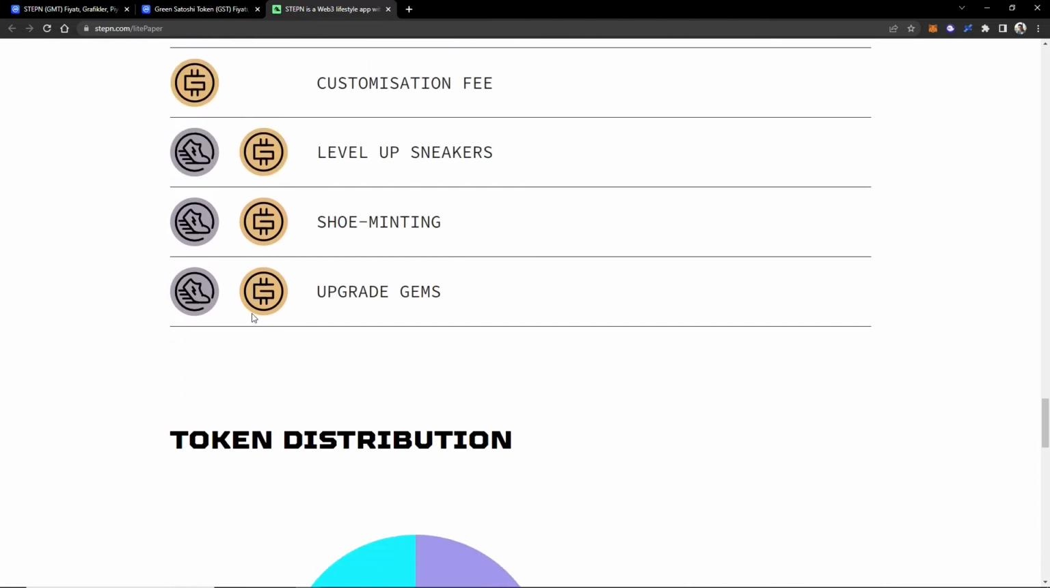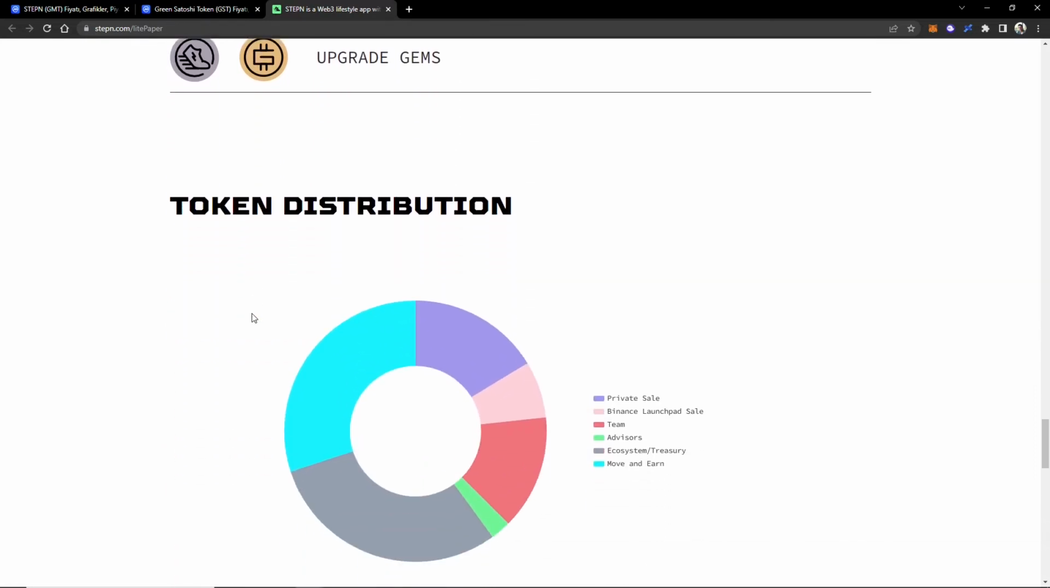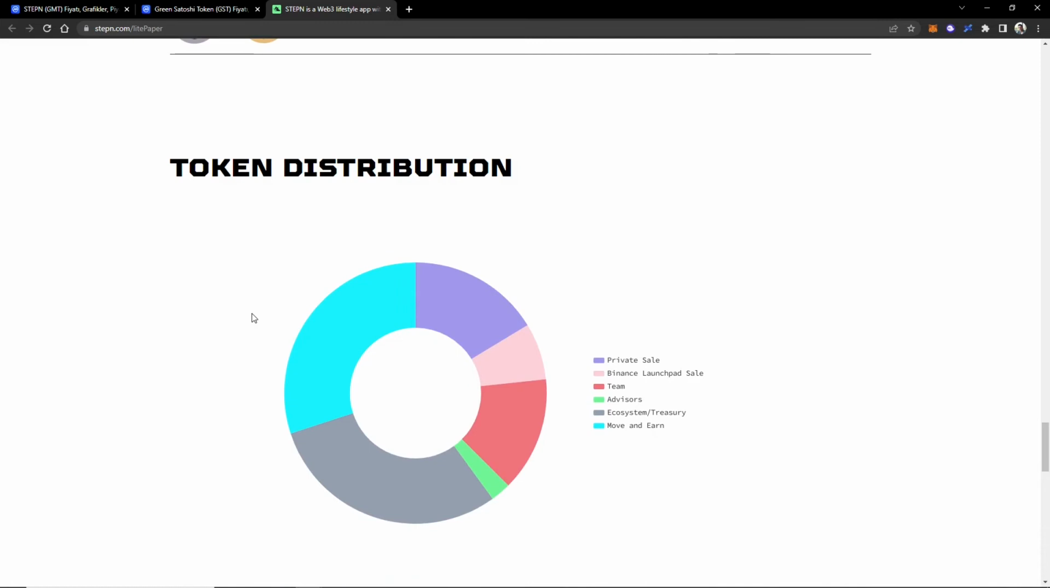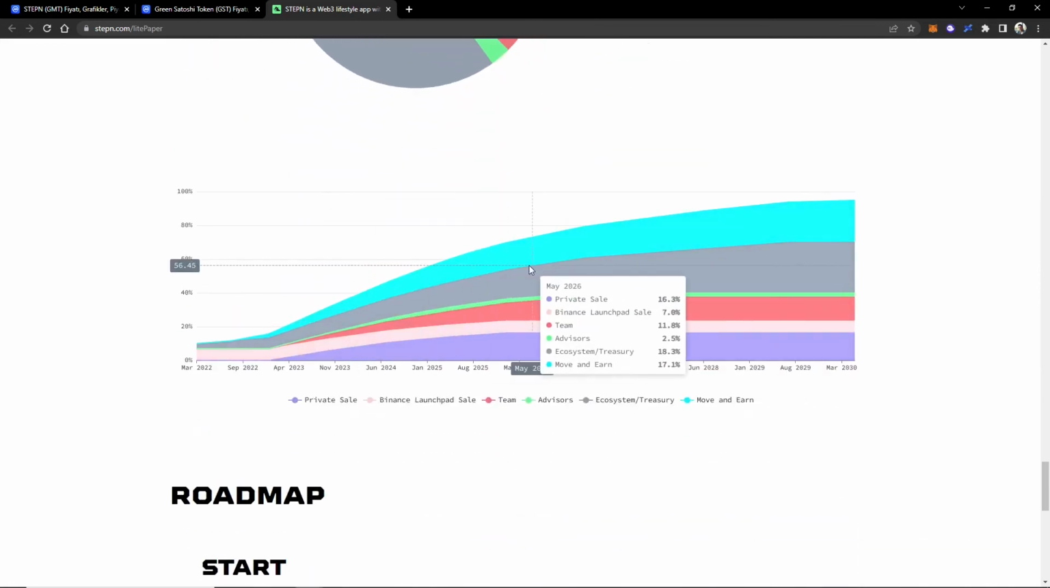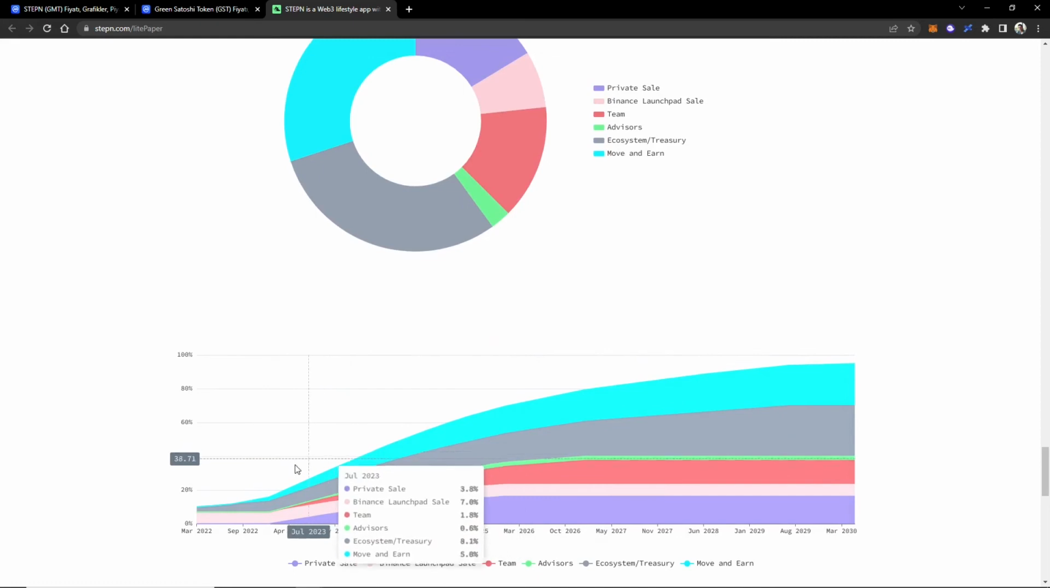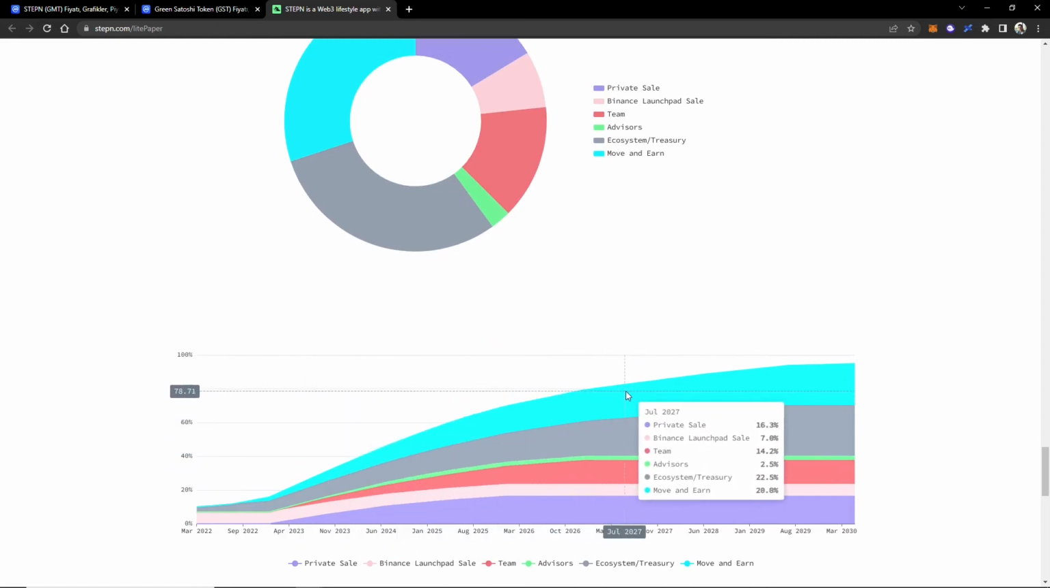Now let's look at the tokenomics. If you head out to the light paper of Stepn, and you can find its link in the descriptions, we can see the distribution percentages and the tokenomics chart with full detail. You can head out to this page and investigate those percentages and make your own plan.